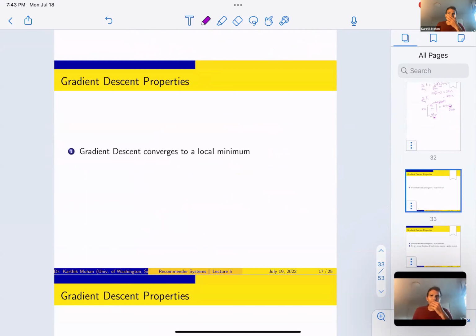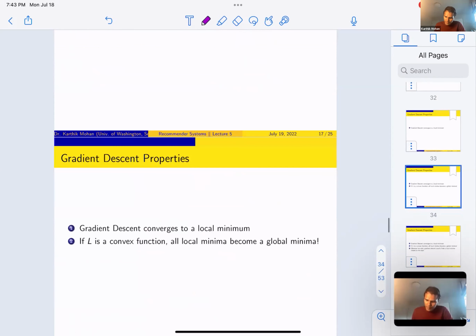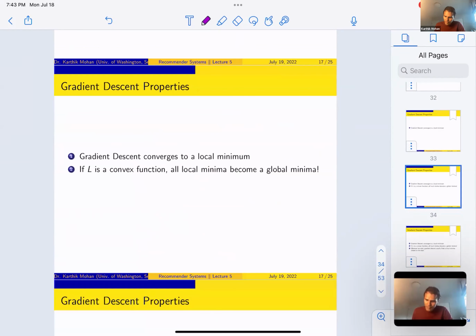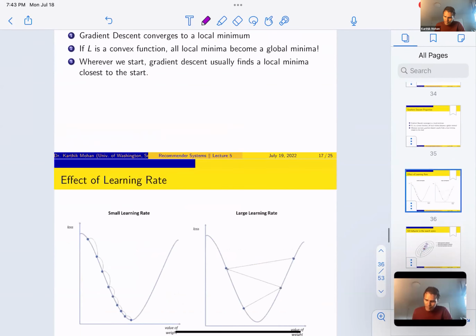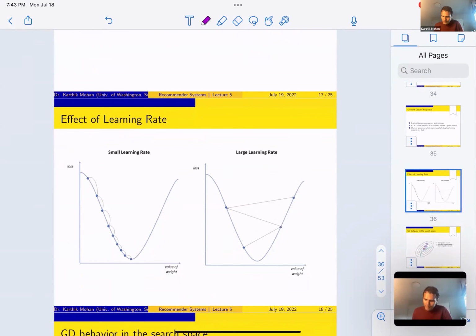Yeah, I think so. Understanding gradients is important because it shows up in so many places. Gradient descent converges to a local minimum. If L is a convex function, all local minima are global minima. Wherever we start, gradient descent usually finds a local minimum. And the learning rate that we mentioned in the gradient descent algorithm is important. A smaller learning rate means it takes more time to converge. With a larger learning rate, you can diverge.